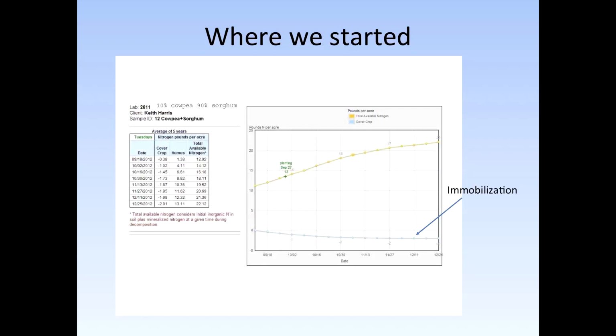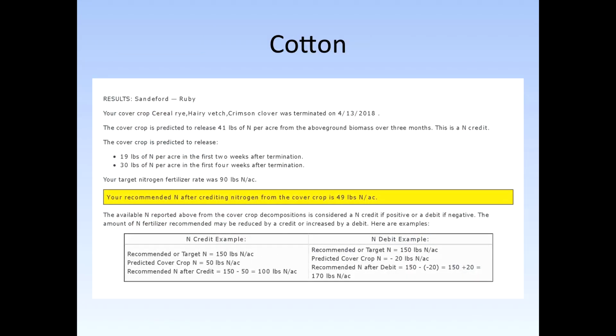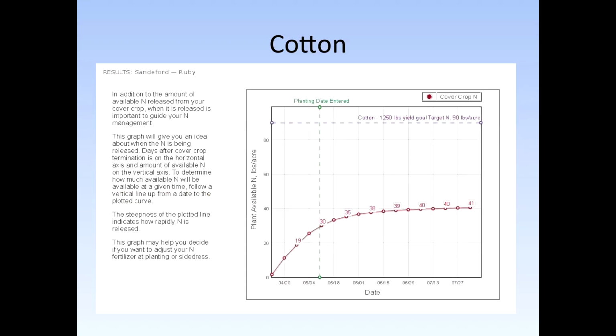I've actually got farmers using this now. This is a guy down in South Georgia, and he has a cereal rye, hairy vetch, crimson clover mixture. So from that, we were getting about 50 pounds per acre. And this is his graph, this is for cotton again. And it's showing you that we've got that pretty steep release. Most of that nitrogen is being released before he's planting.